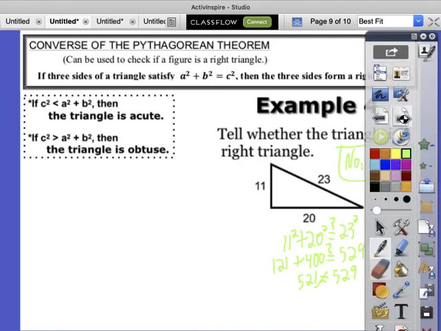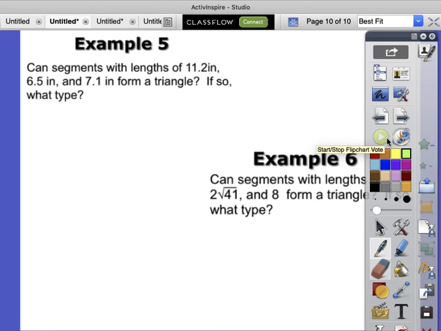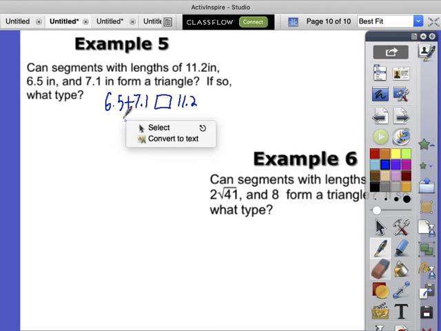Kind of neat. Okay. Can segments with lengths 11.2 inches, 6.5 inches, and 7.1 inches form a triangle? If so, what type? Going back to the last chapter, how do we know if they can form a triangle in the first place? Two smallest ones added together compared to the big. 6.5 plus 7.1, and we compare that to 11.2. 6.5 plus 7.1 is 13.6. So does it make a triangle? It has to be bigger. Yes, so it does make a triangle.